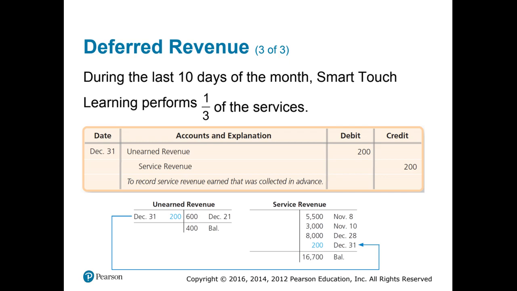And then during the last 10 days of the month, we performed 1/3 of the services. This is on the next page. So we performed 1/3 of the services, meaning that we have now earned that. So we are going to debit unearned revenue to take it out of unearned revenue because now we've earned it. And we're going to credit service revenue, the $200, to show that we have now earned this revenue.